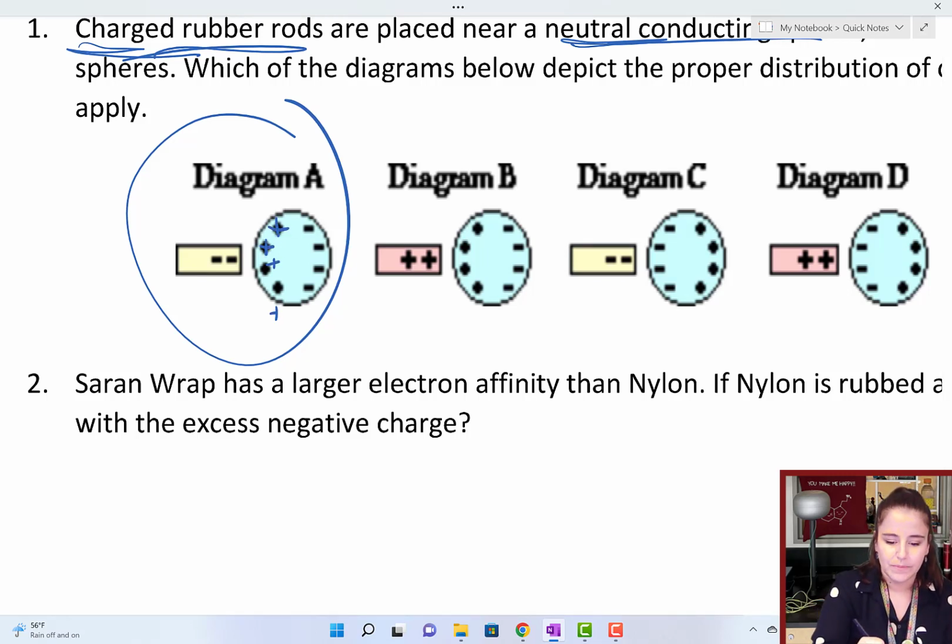But the negative will repel the negative and attract the positive. Here we have positive attracting positive. That's not going to happen.